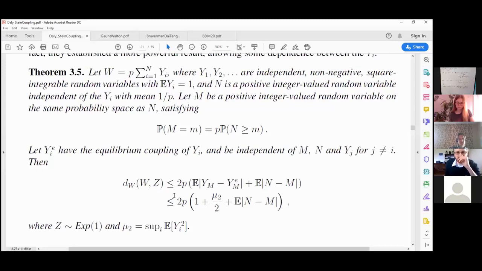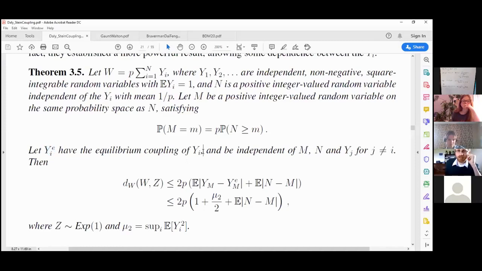Okay, so what are the ingredients of this upper bound? I know how to define the equilibrium coupling, the equilibrium version of these y's. So we'll have those equilibrium couplings appearing in my upper bound. I know that I'm exponential if and only if my equilibrium coupling leaves me alone. So those are some facts to remember.